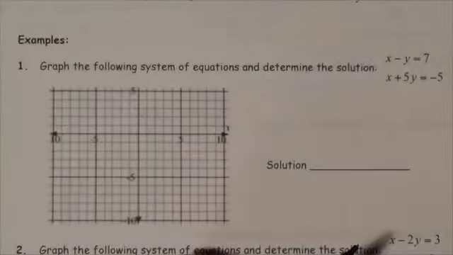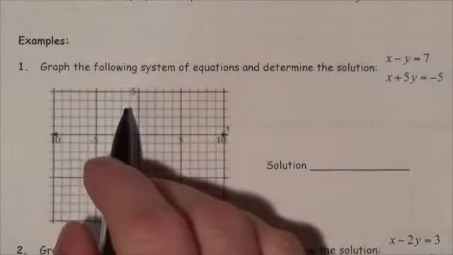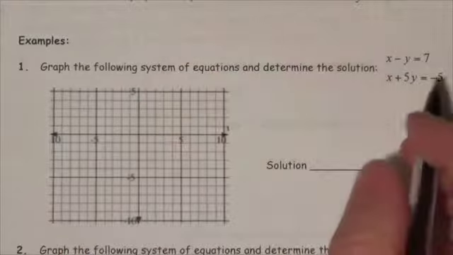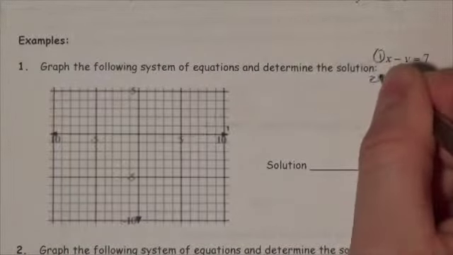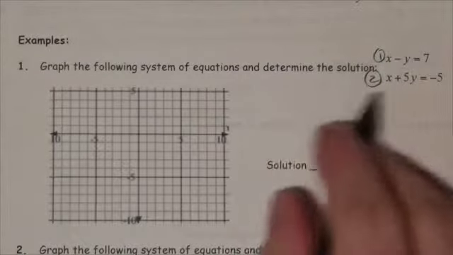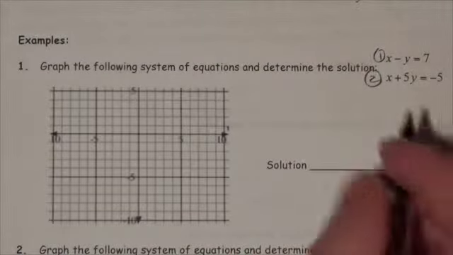Example 1. Graph the following system of equations and determine the solution. x minus y equals 7, x plus 5y equals negative 5. To solve this system, what I'm going to do is put both into slope-intercept form. Here's my equation 1, here's my equation 2. I'm going to try to use that method of labeling as often as I can.